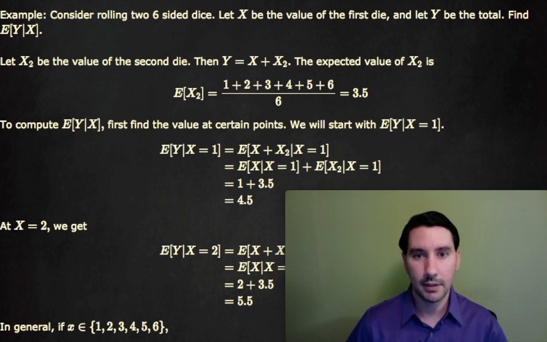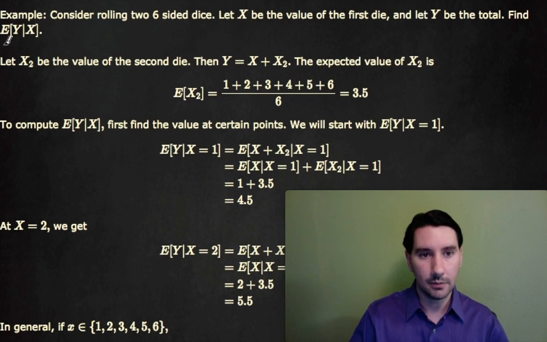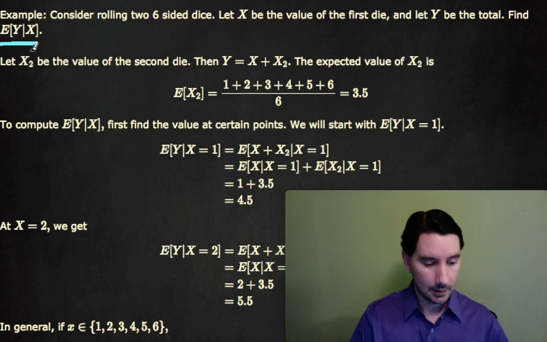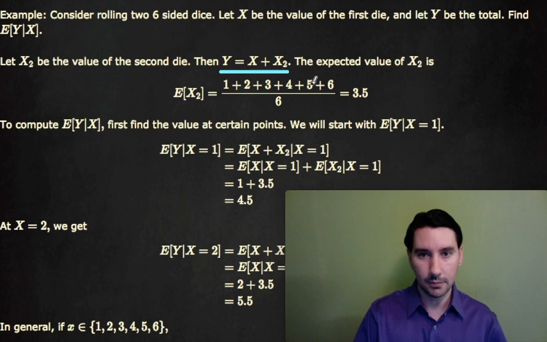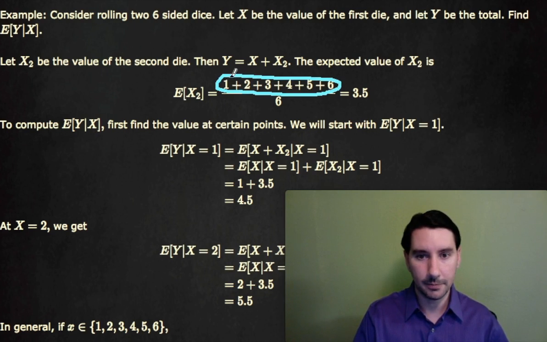Consider rolling two six-sided dice. We'll let X be the value of the first die and Y be the total. We want to find the expected value of Y given X. So let's define X2 to be the value of the second die, just for convenience. And so Y is going to equal X plus X2. The expected value of X2, E of X2, is the sum of all values it could be, 1 plus 2 plus 3 plus 4 plus 5 plus 6, divided by the total number of outcomes it can have, 6, which is 3.5.